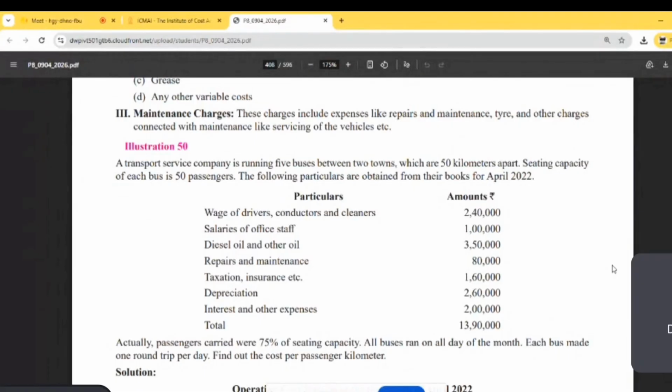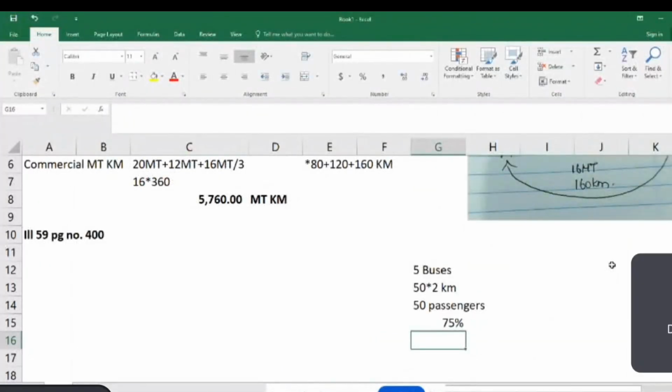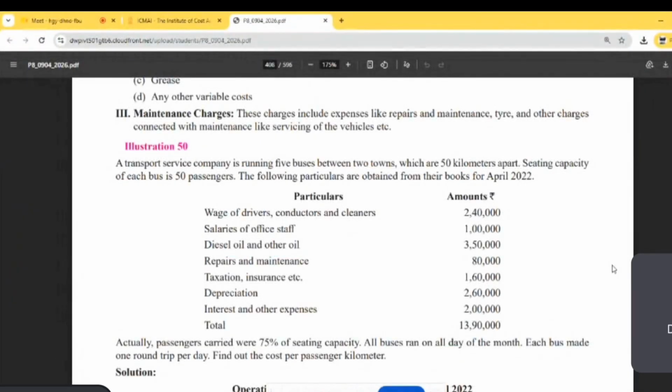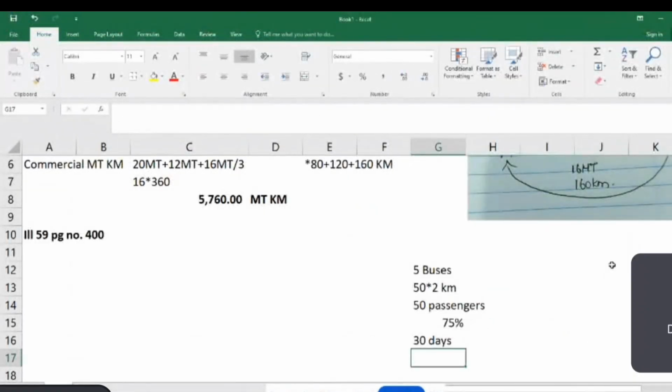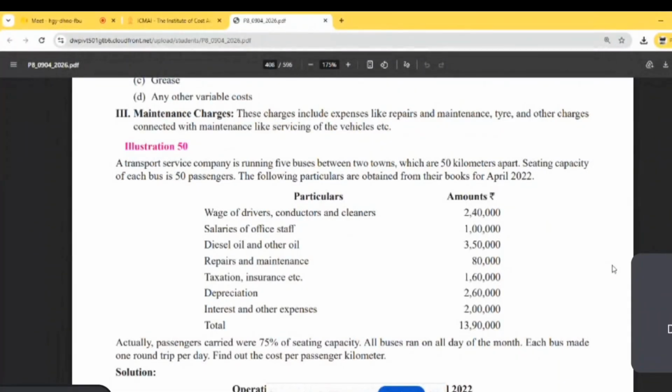Okay, run all the days in a month, so you will be taking 30 days. If they have not given 25 days or 30 days, and have just said all buses run all the days of the month, you take 30. You need not take 31 or 28. Unless they have given some numbers, like 31 days in a month, or the bus has run 25 days in a month. If they are given specifically, then take the numbers given. If they have not given anything, you just take 30 days. Okay. And each bus makes one trip a day.